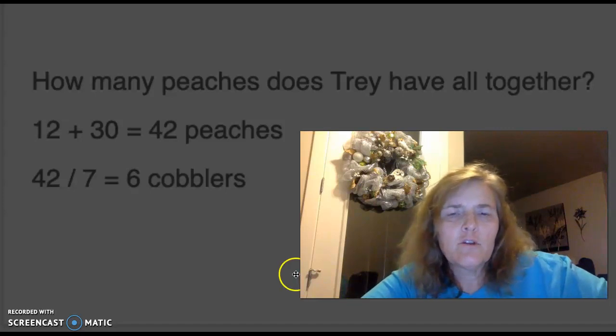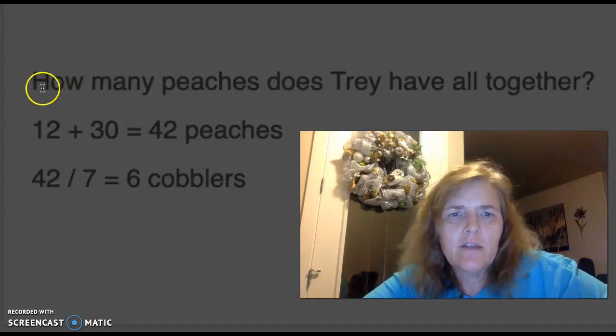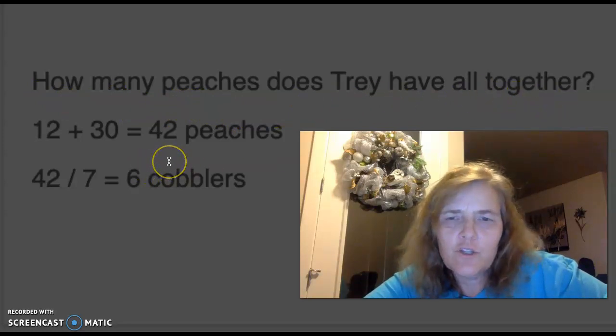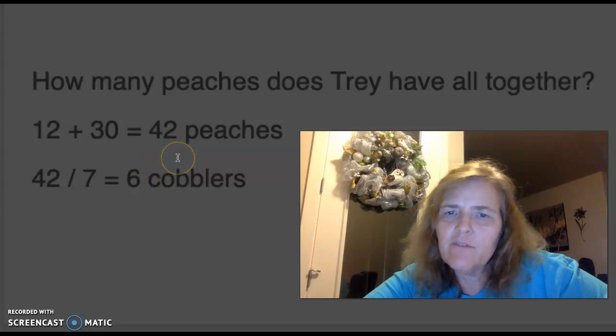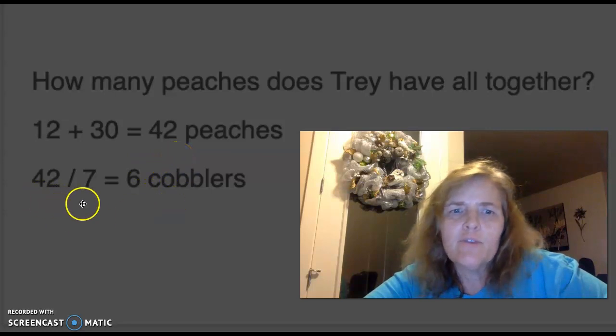Okay, just to go back and double check, here is your first step question. How many peaches does Trey have altogether? And here's my 42 peaches and that's how I answer that, 42 peaches. And then 42 divided by 7 is 6.